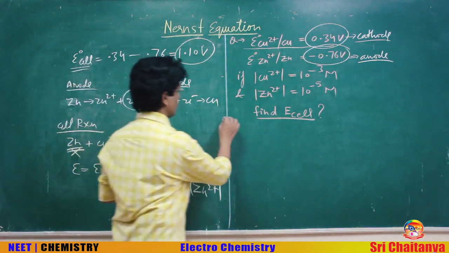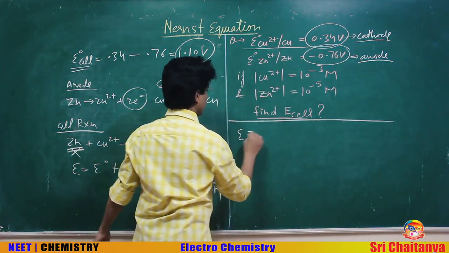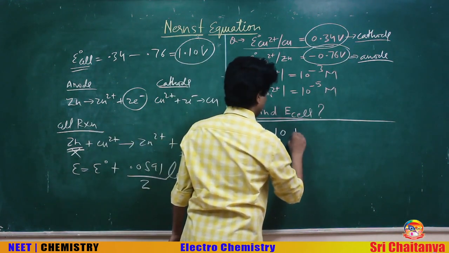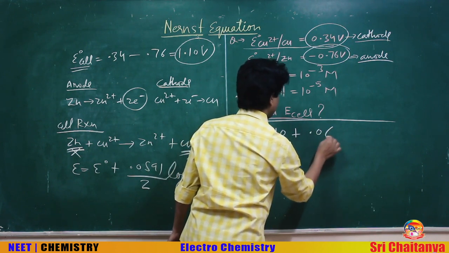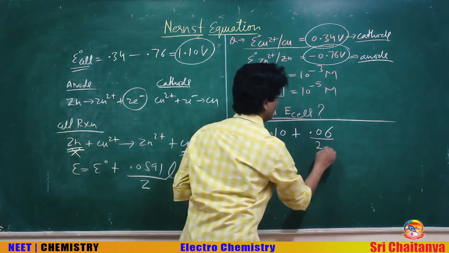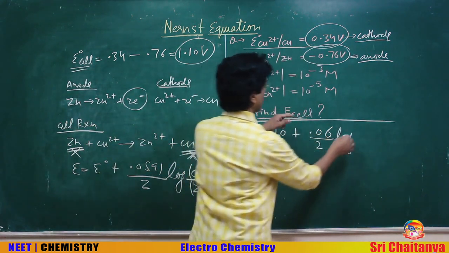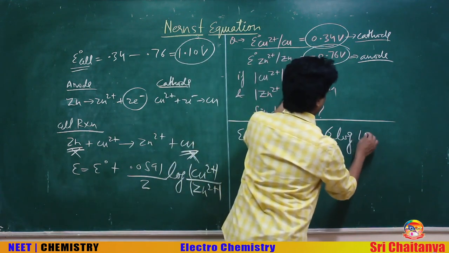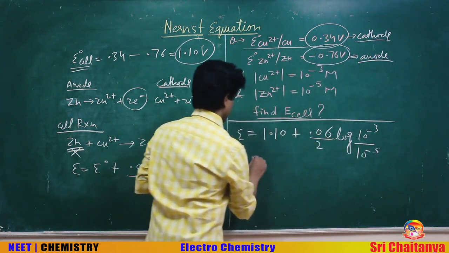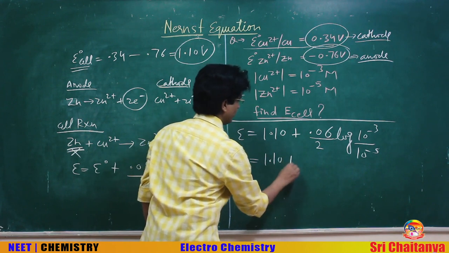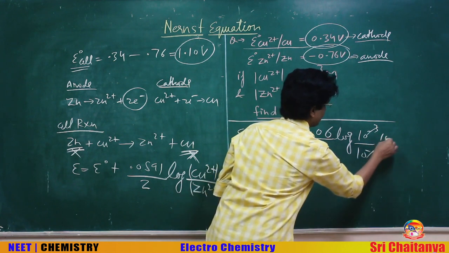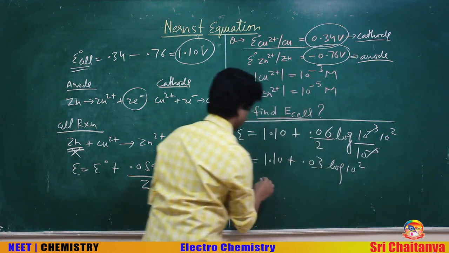So solving it further, E can be written as 1.10. The value of E naught is 1.10 plus, to simplify that, can I make it 0.06 upon 2 log of concentration of copper ions, 10 to the power of minus 3, upon concentration of zinc ions, 10 to the power of minus 5. So this will be 1.10 plus 0.03 log of, this will be cancelled, this will be 10 square. So log of 10 square.